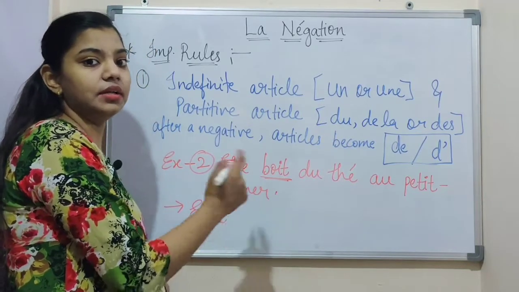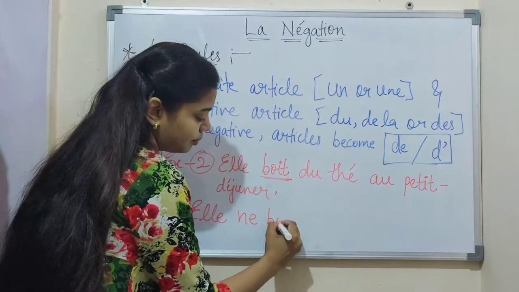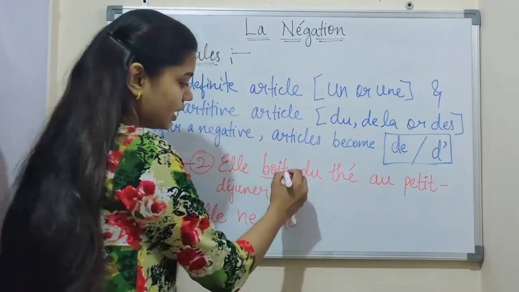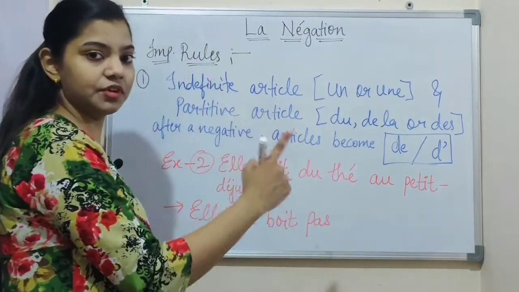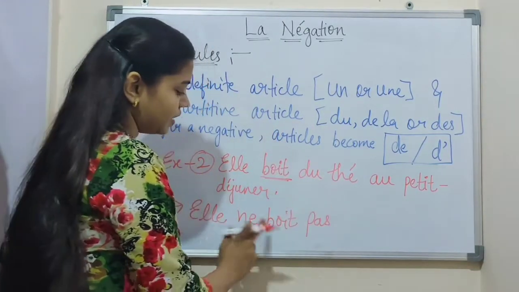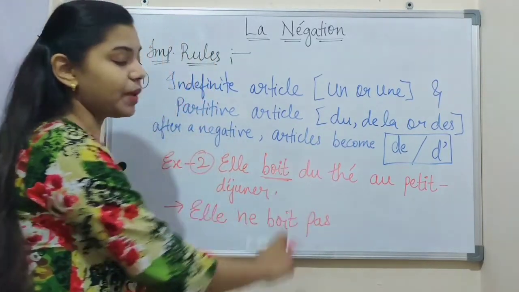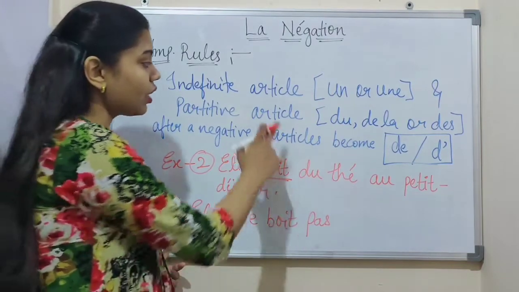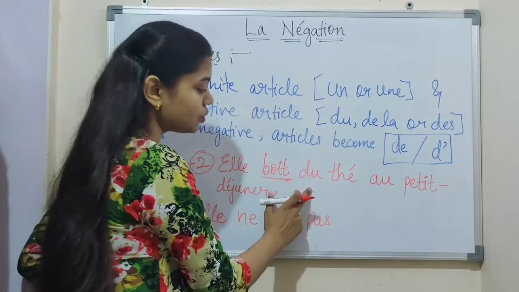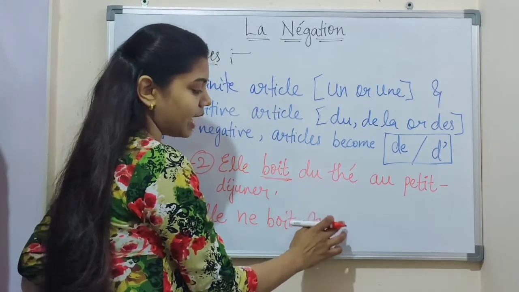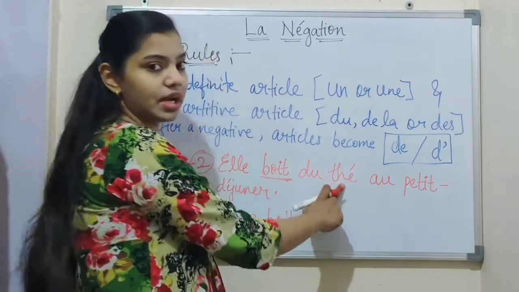So we add ne before the verb: elle ne boit, then after it, pas. According to ne plus verb plus pas, elle ne boit pas, and then du. Du is a partitive article. So this rule is applied in this sentence: du is removed and becomes de, because thé does not start with a vowel.